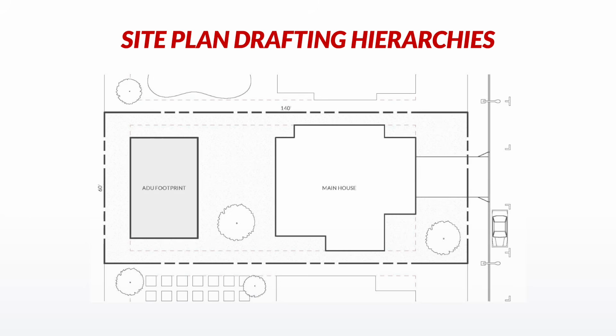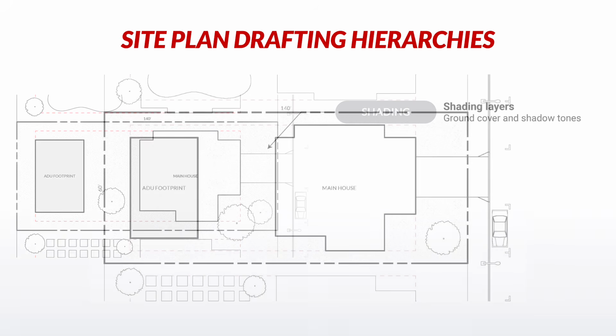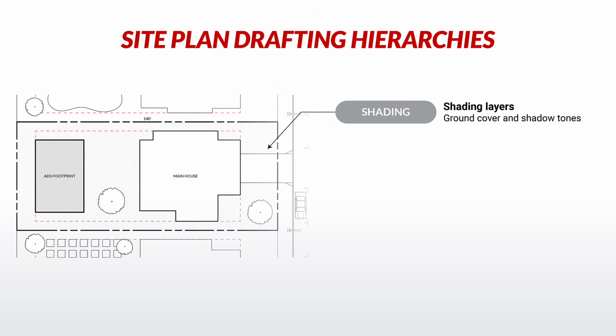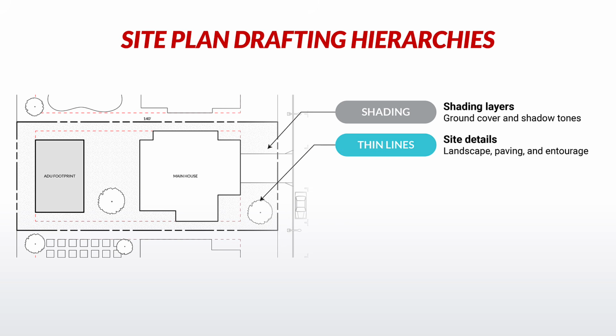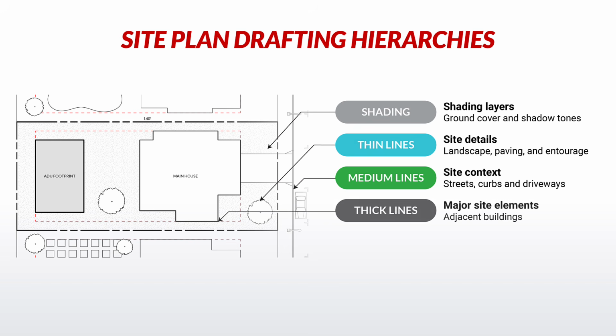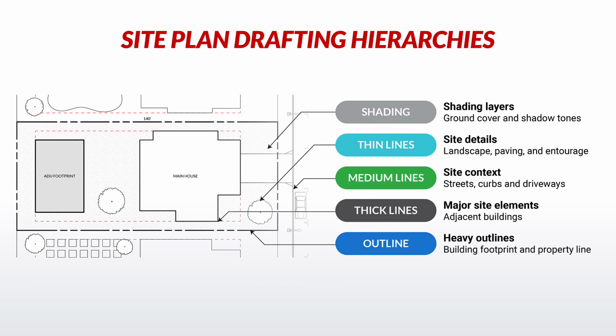Lineweight organizes the site plan from lightest to heaviest. Shading sits furthest in the background, adding ground cover and shadow tones without overpowering the drawing. Thin lines describe landscape, paving, and entourage. Medium lines establish the surrounding context through streets, curbs, and driveways. Thick lines give more presence to adjacent buildings. And finally, the building footprint and property line receive the heaviest outline, clearly defining the project and its limits.